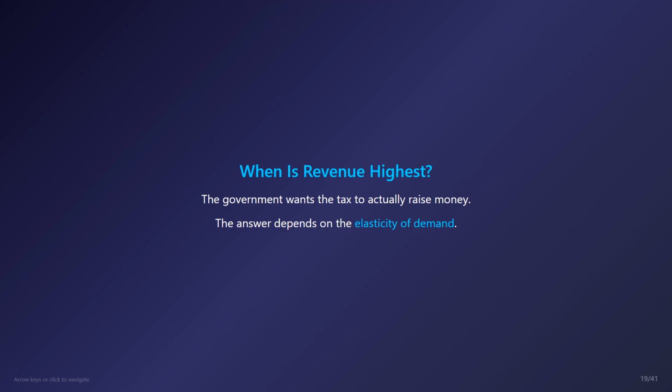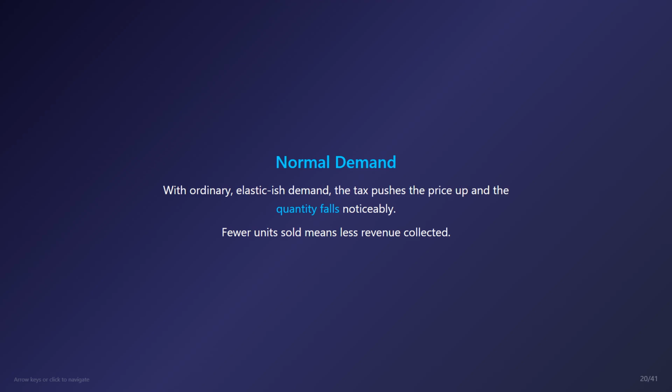Now here's the question a finance ministry really cares about. When does a tax raise the most money? The surprising answer depends entirely on the elasticity of demand. With ordinary demand that responds to price, the tax pushes the price up and the quantity falls noticeably. And since fewer units are sold, the government collects the tax on fewer units, so revenue is eaten away.